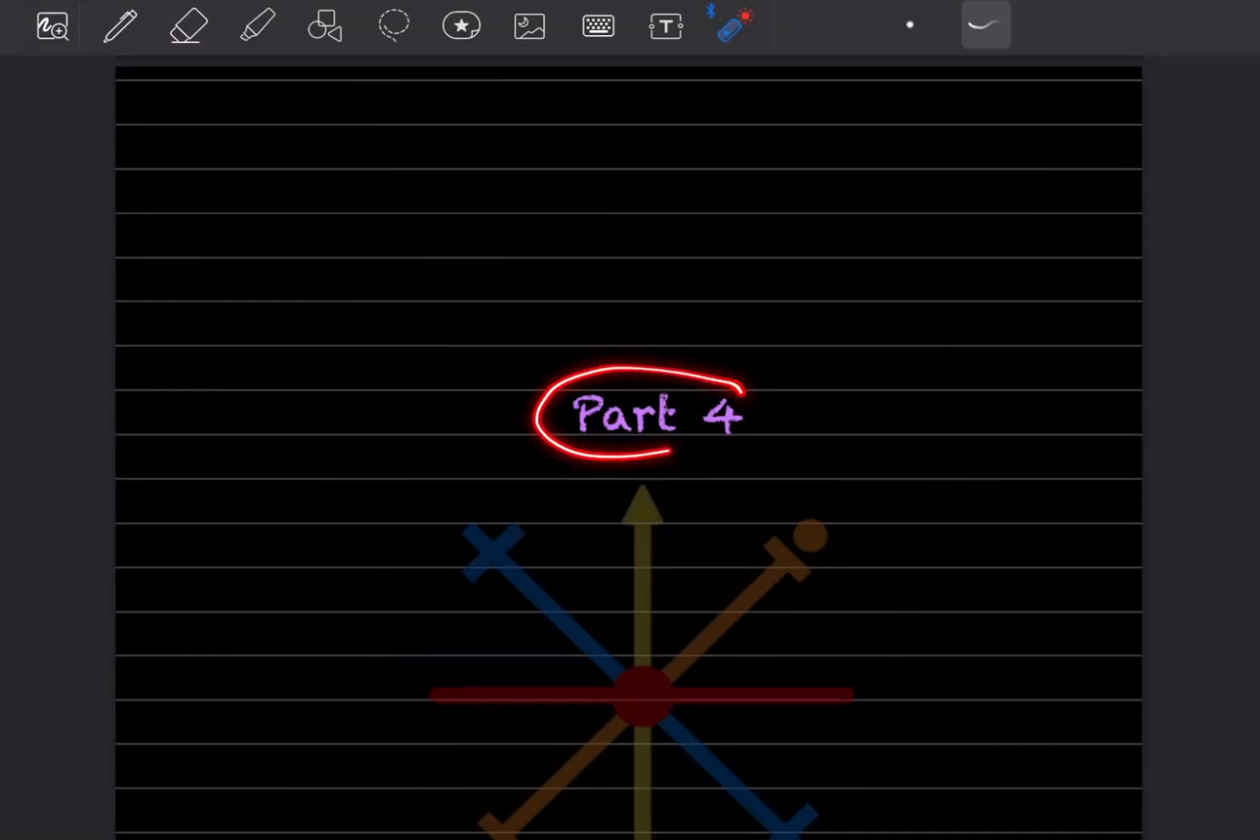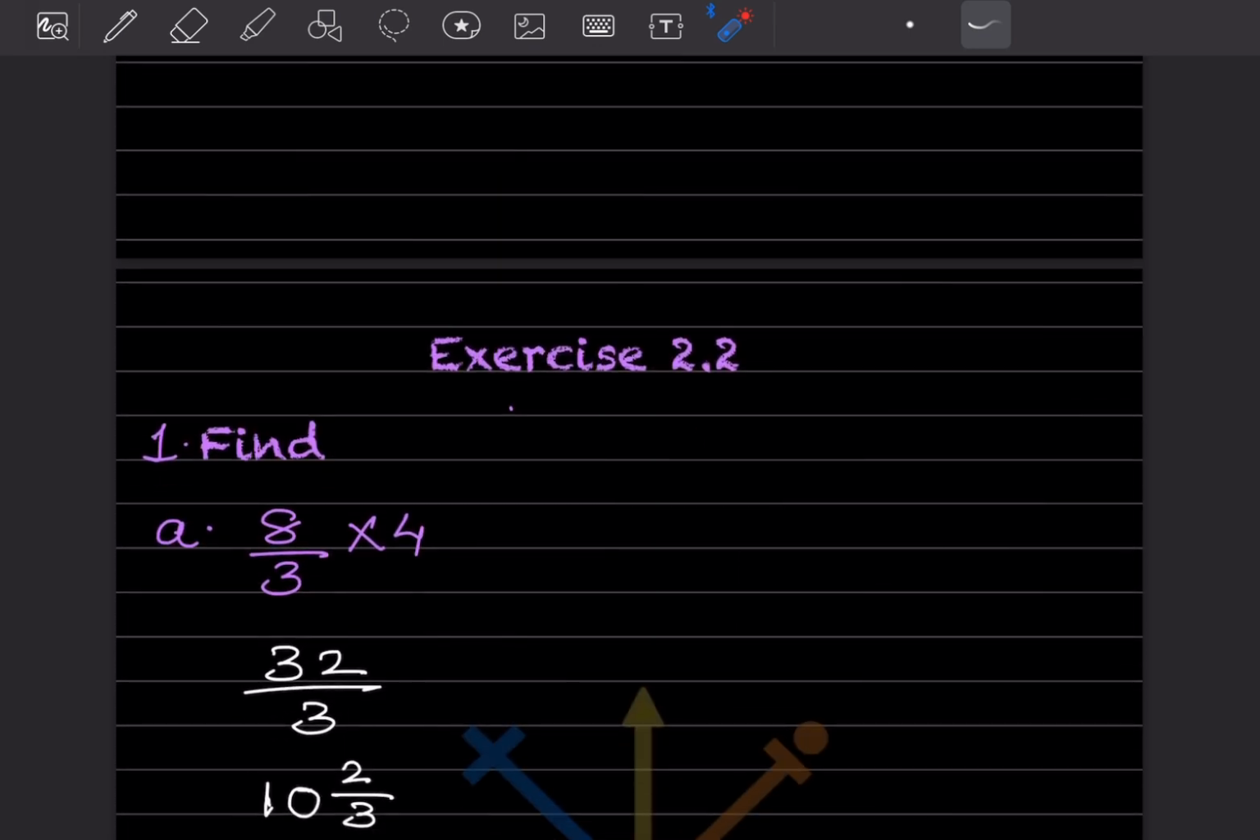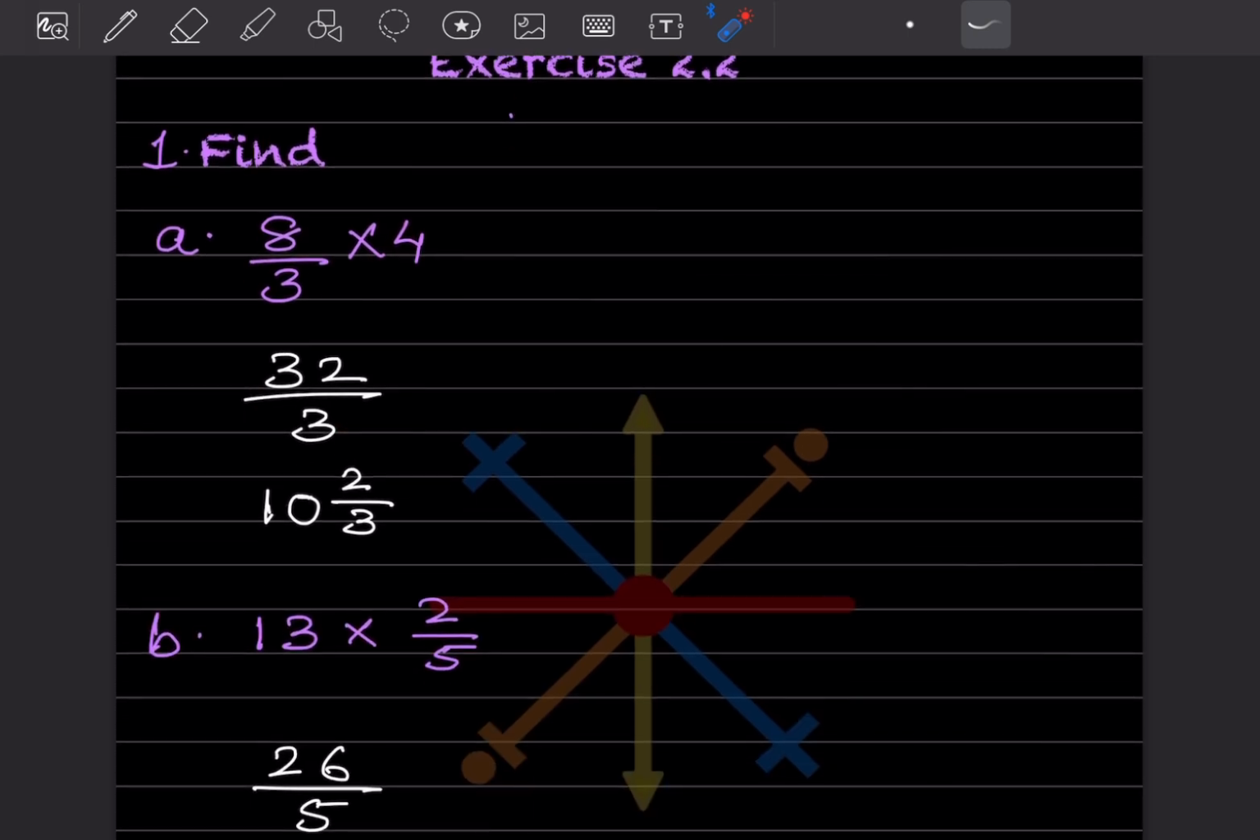So today we'll do part 4 and that will see exercise 2.2. Here they are asked to find 8 by 3 multiplied by 4. You have to find the value of this one. Because this is multiplication, you have to multiply 8 into 4. So this is 32 divided by 3. This is an improper fraction, so we'll make it a mixed fraction. 32 divided by 3 will be 10 integers 2 by 3.